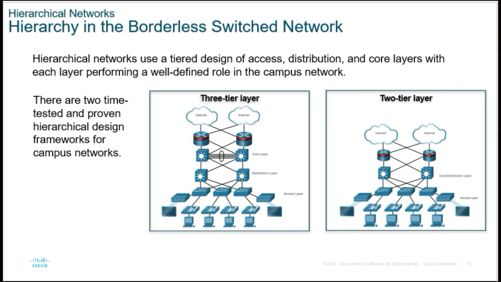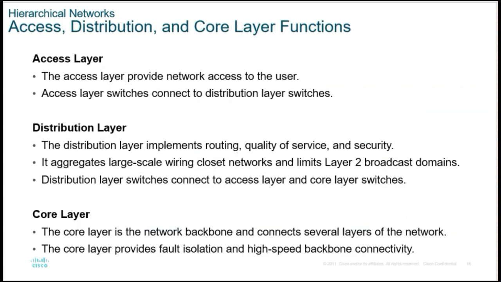So hierarchical network design berbentuk 3-layer dan 2-tier layer ini sudah terbukti berkesan. Jadi dia boleh digunakan walaupun dia dah lama being introduced, but since its deployment dia memang terbukti berkesan untuk deploy di campus networks. Kita tengok apakah function access, distribution dan core layer ini.